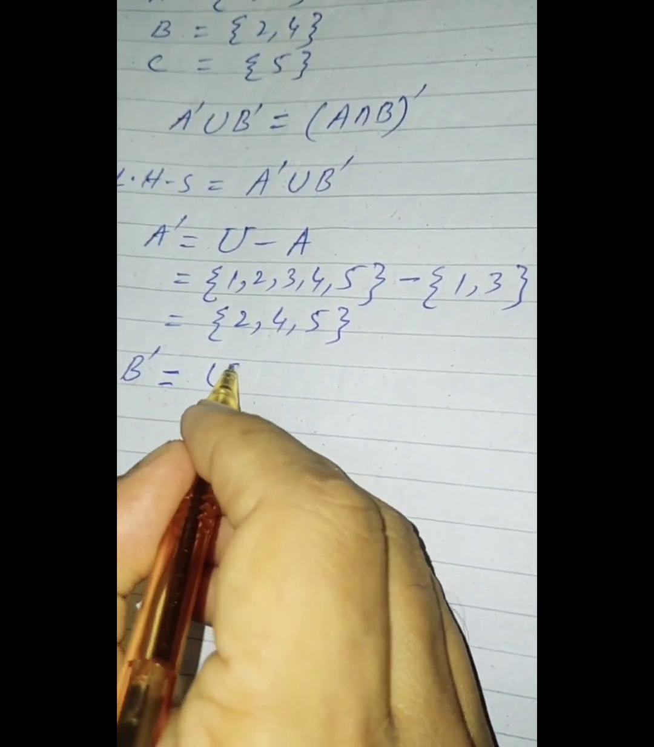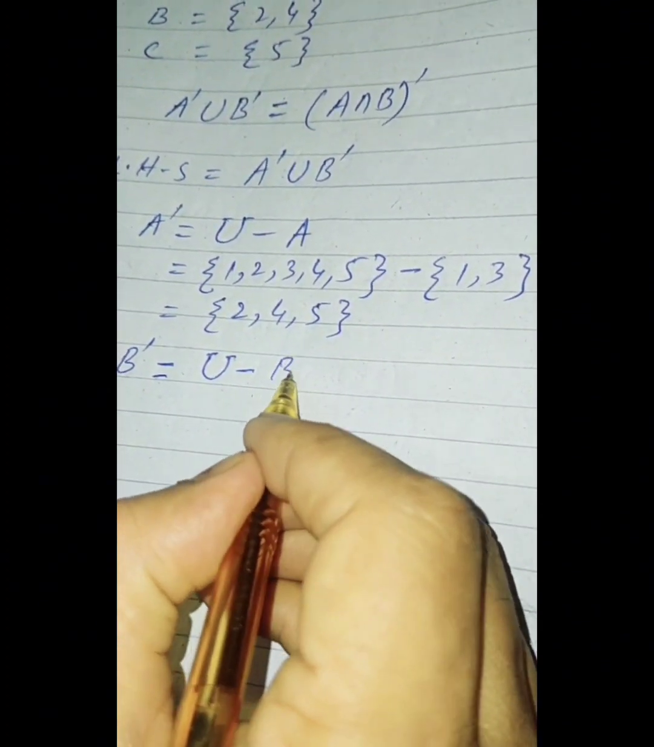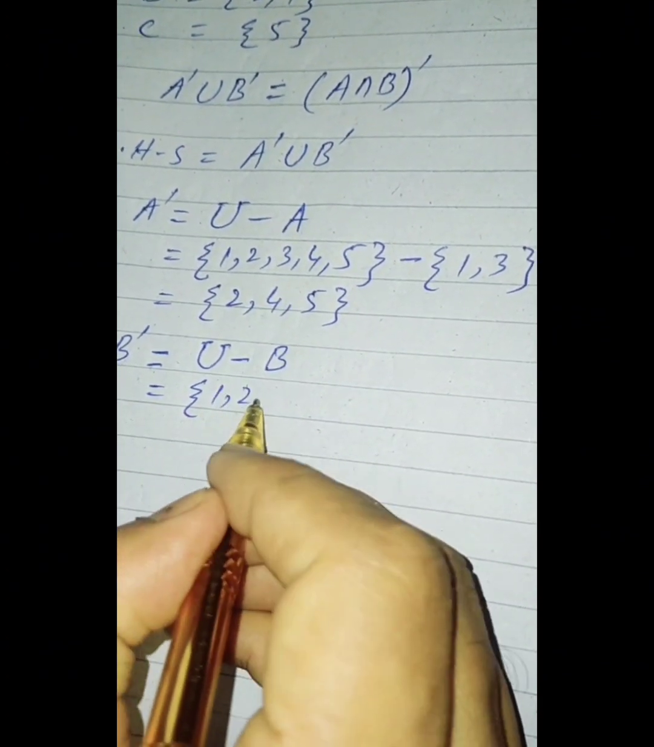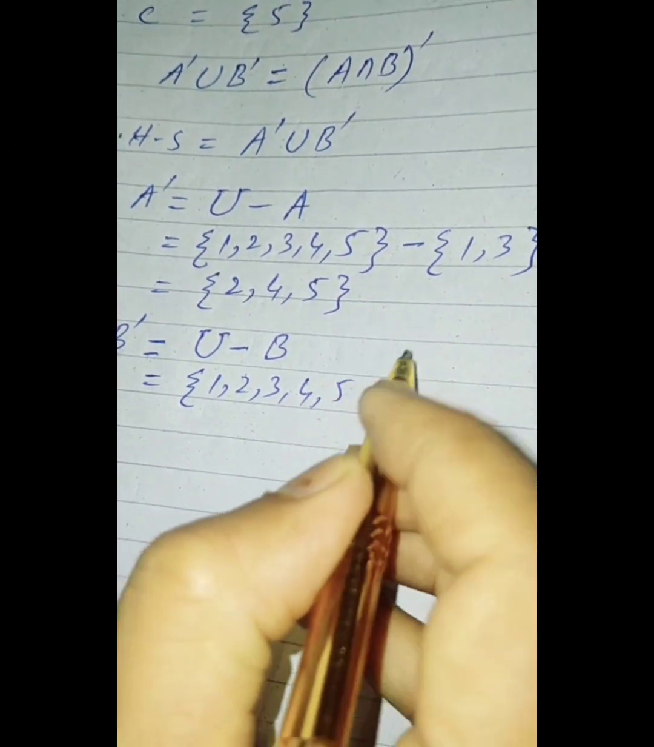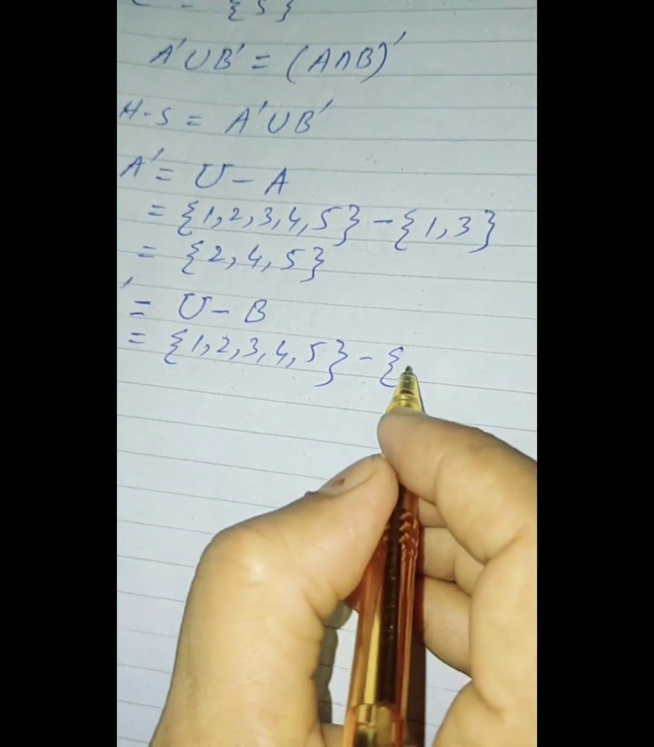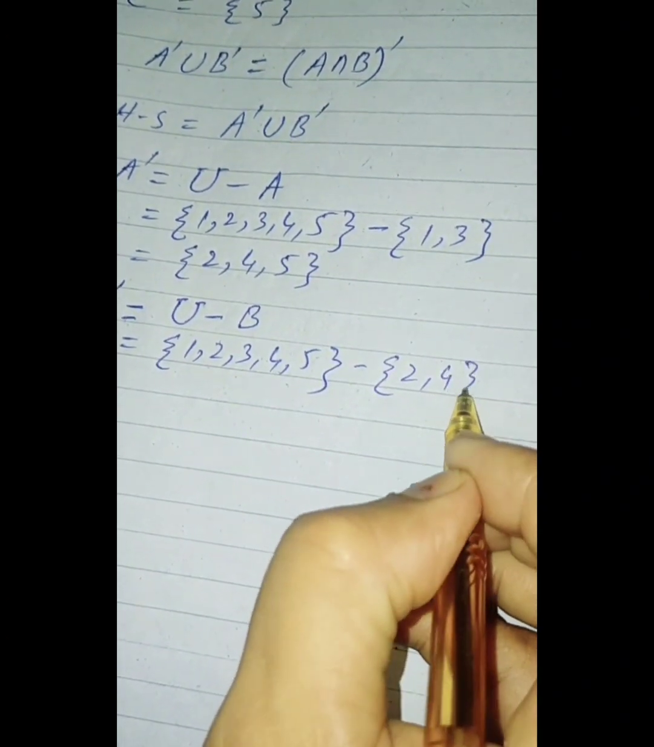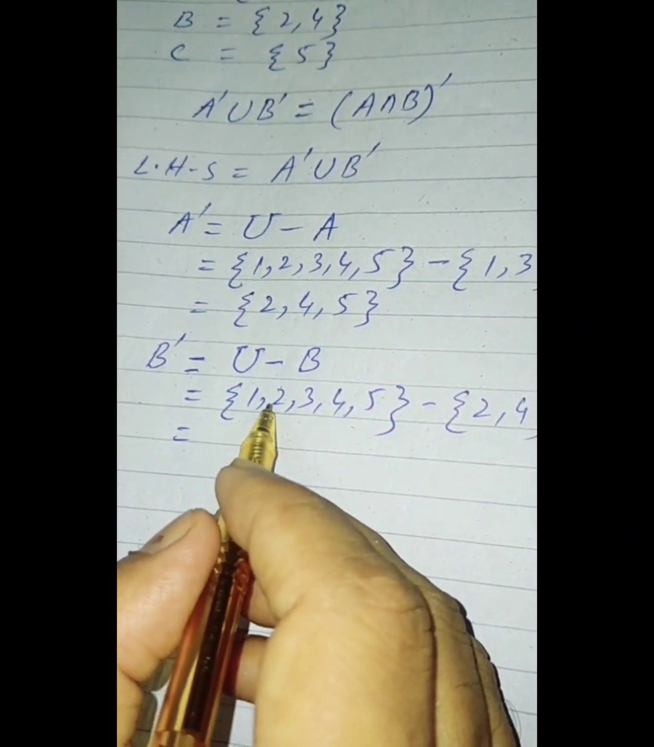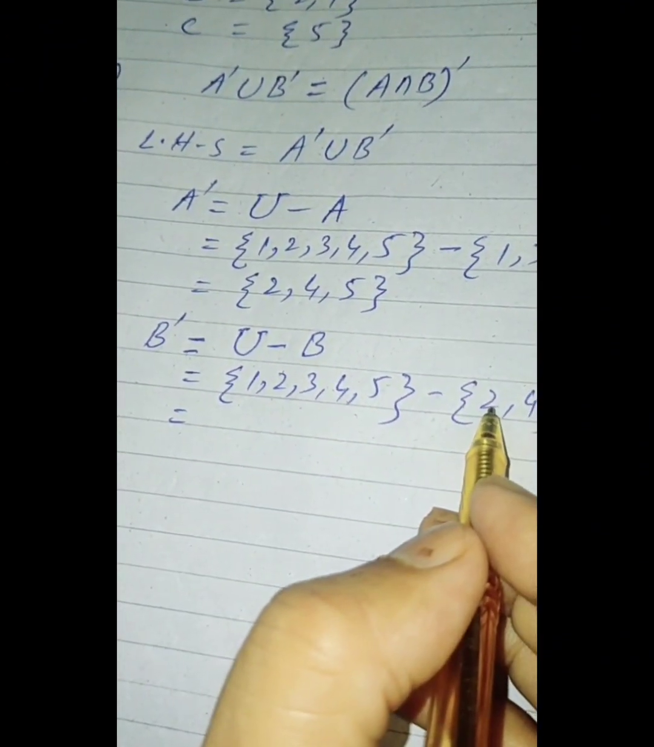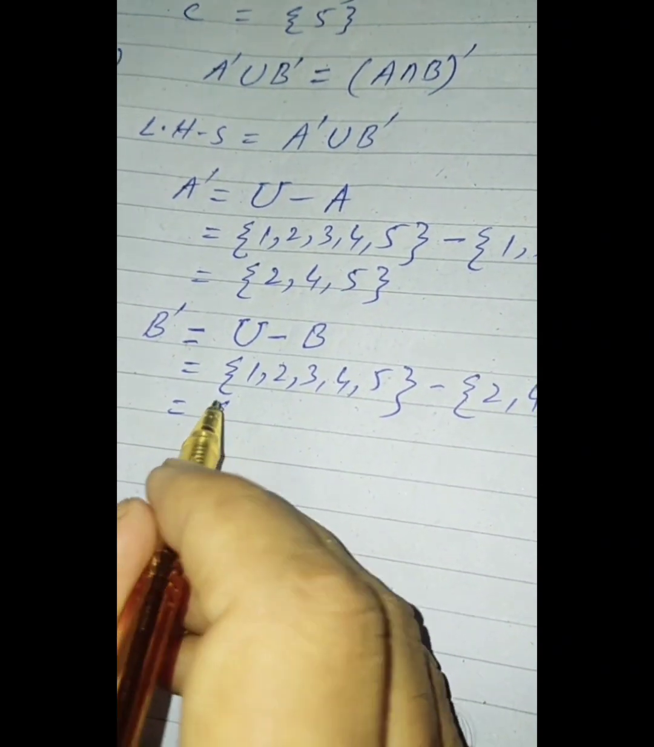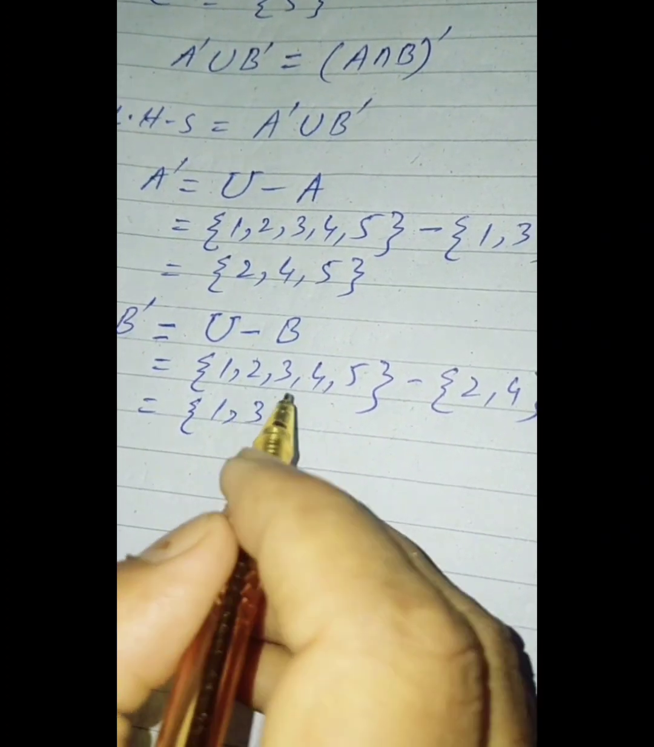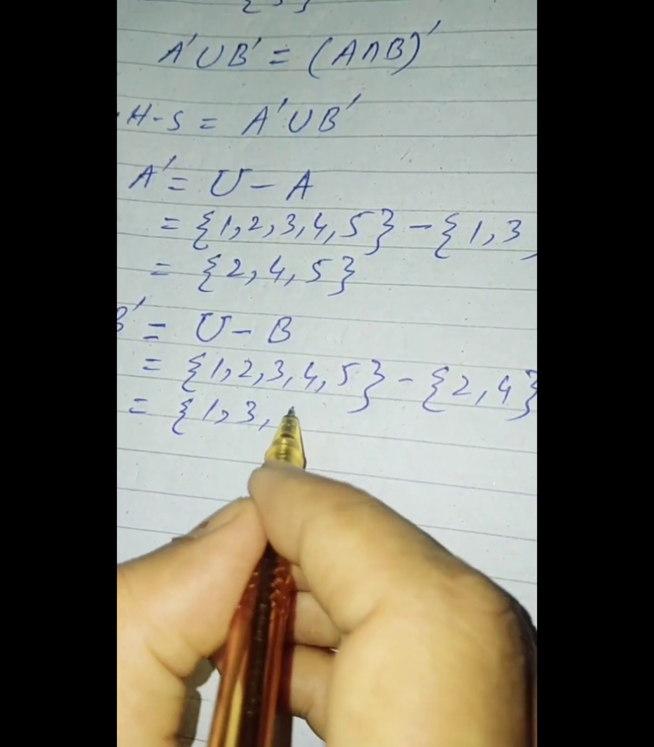Then we need B complement. And we know that B complement equals universal set minus B. Universal set is a set whose members are 1, 2, 3, 4 and 5. And then we have set B whose members are 2, 4 only. Okay, now B complement is a set of those members of universal set which are not present in B. So we will subtract 2, 4 from here. We will get 1, 3 and 5.